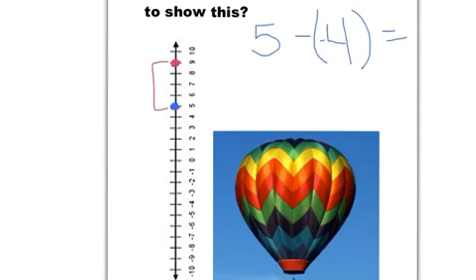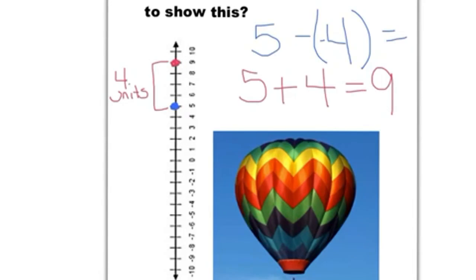Let's just watch how that works. Let's do KFC just to test to see if we're right. 5 plus a positive 4, because we have to do keep, flip, change, equals 9. The balloon went up 4 units. That's the distance between the two, 4 units. So I wanted to show you that using a number line, you can also figure out subtraction of integer problems if you're having trouble with KFC. But as you can see, we have written the same subtraction problem as an addition sentence and solved it, and we got the exact same answer.